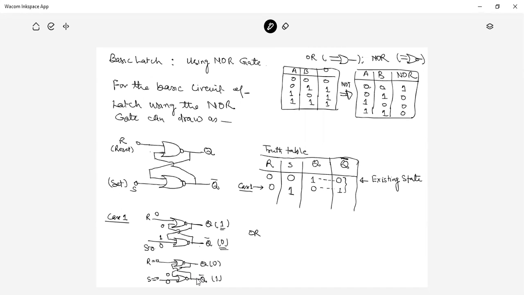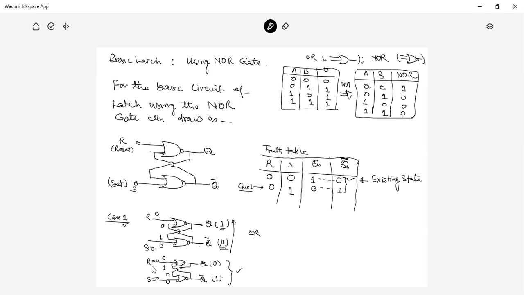If you take this one, Q bar is 1. So this is 1 and here it is 0. 1 and 0 gives 0. So if Q is 1, this case is here, Q is 1 and Q bar is 0. And in this case, Q is 0, then Q bar is 1. So both existing states are discussed in case 1.